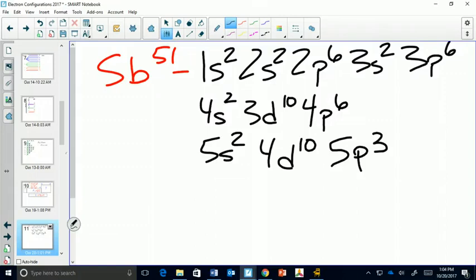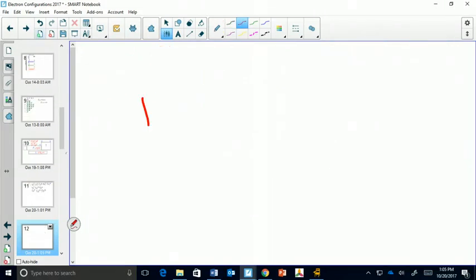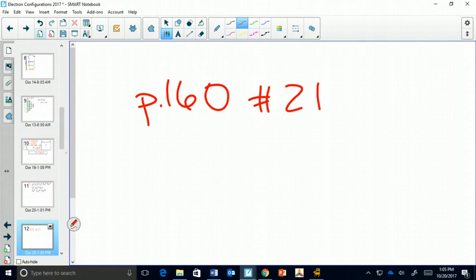Where I'd love for you to go, and forgive me, I think this is the next slide, but I just want to make sure I don't give you the wrong numbers in the 30 seconds before the bell rings. Number 21, on page 160. I want you to do number 21, which asks you to do the electron configurations for about 6 elements. And we just did antimony, one of them, so that's cool. Again, this is in 5.3. Adios, friends.